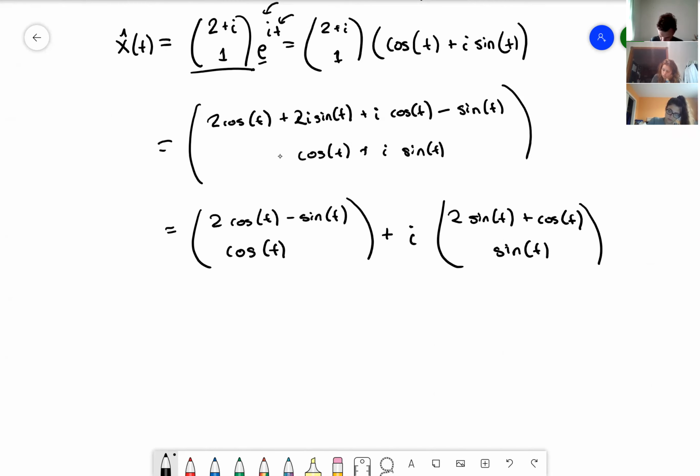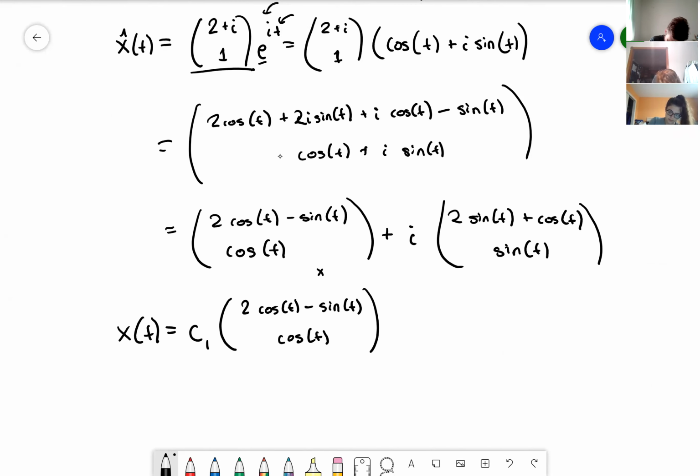So what do I get for my general solution? x of t is equal to c1 times (2 cosine of t minus sine of t, cosine of t). Right? This is my x1. My x2 be c2 times (2 sine of t plus cosine of t, sine of t).